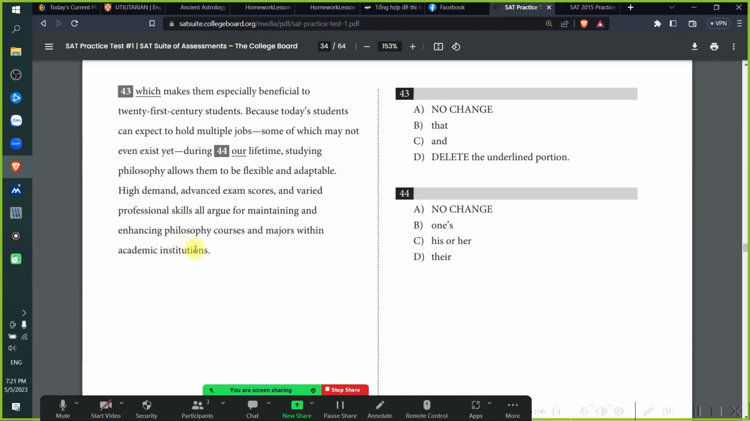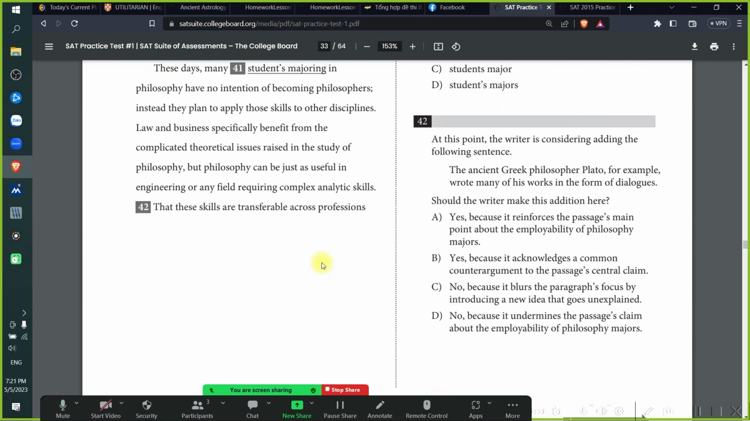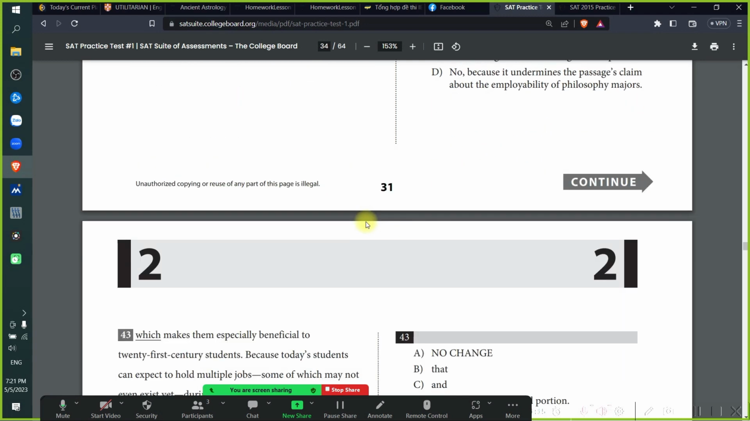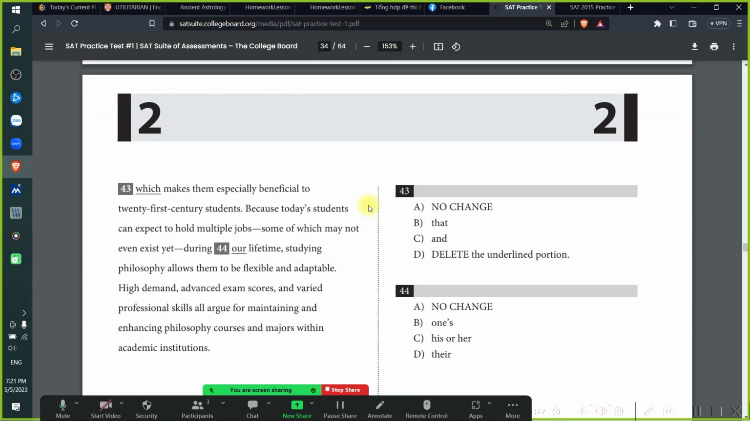43 nè. Okay, so 42 it's that these skills are transferable across professions, which makes them specifically beneficial to 21st century students. 43.